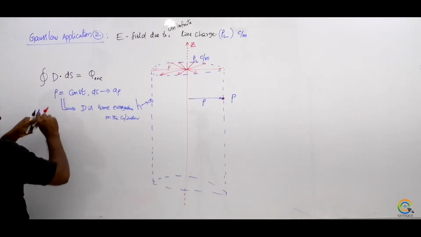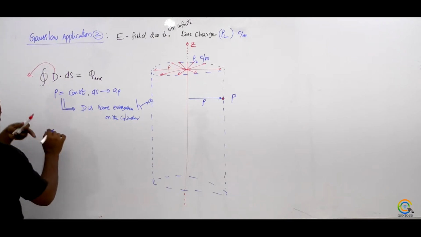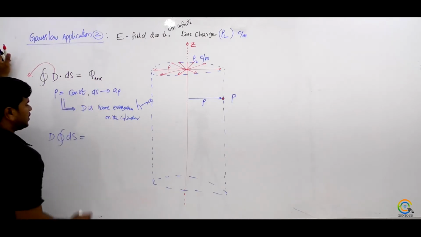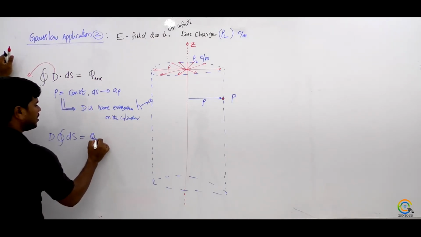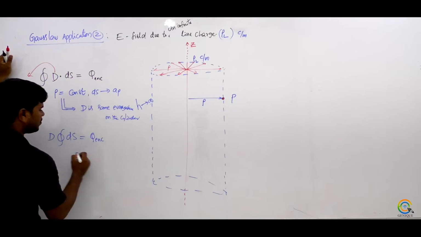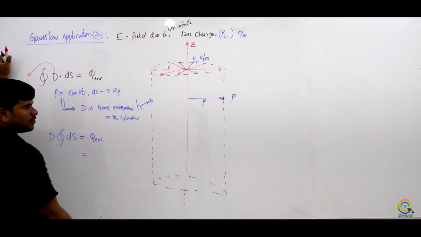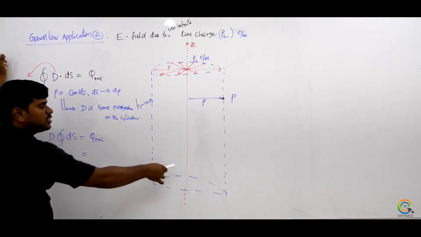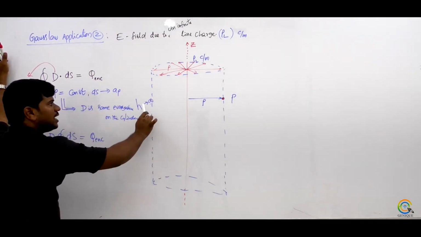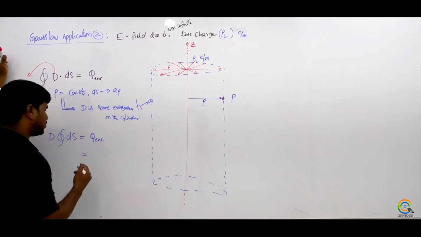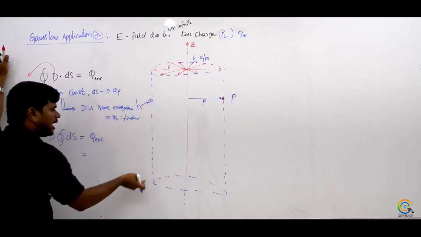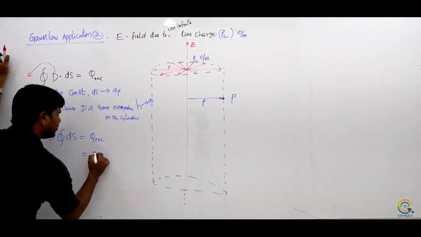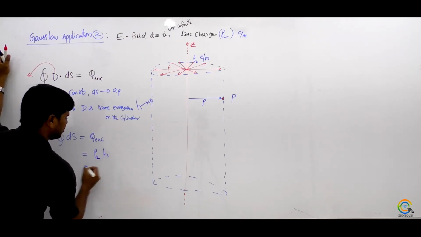So from this, what can I write? I can write this outside. So D closed integral dS equals the charge enclosed. What is the charge enclosed? It is given as a line charge. If I multiply the line charge with the length, then I will get the charge enclosed. What is the length of this? Infinity, but I am taking this one as h. So I can write rho l into h.